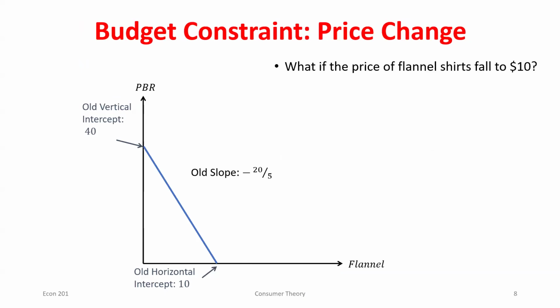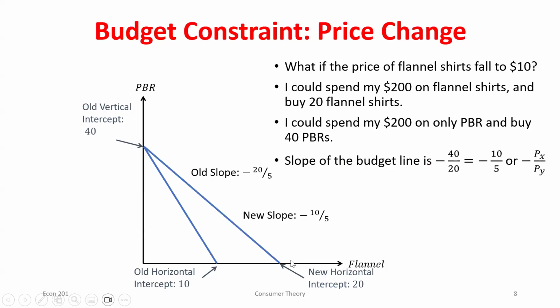So if I'm only buying PBR and the price of flannel shirts goes down, how much total can I buy? The exact same amount, right? So my intercept for that good that did not experience the price change will remain the same. However, the good that experienced that price change, if it's a lower price, I can now afford to buy more. So now if instead I've got $200 and the price is only 10, instead of buying 10 flannel shirts, I can now buy 20. So I can find these intercept values.